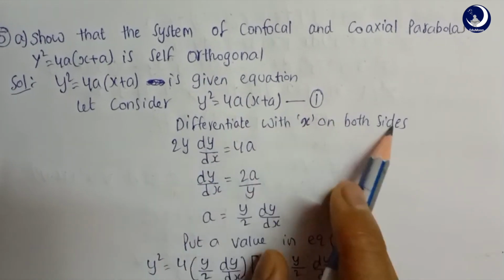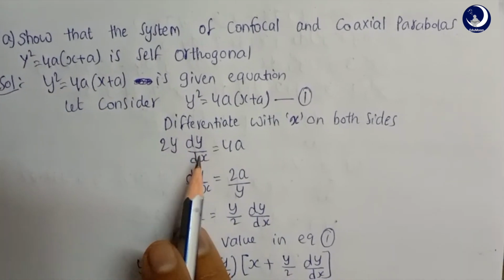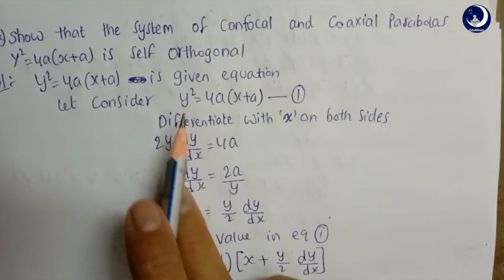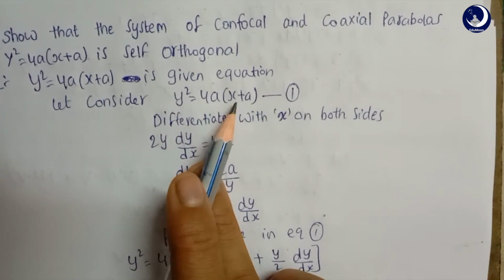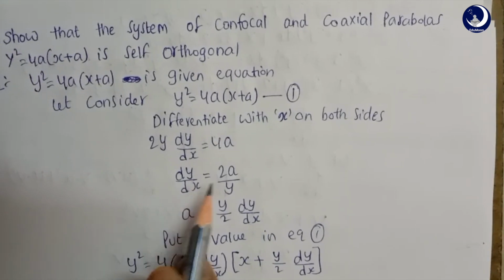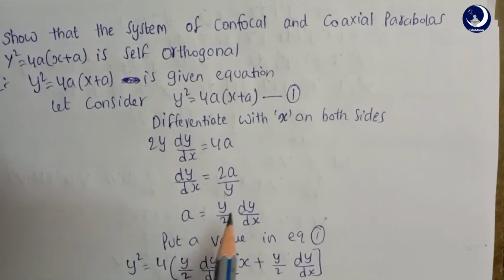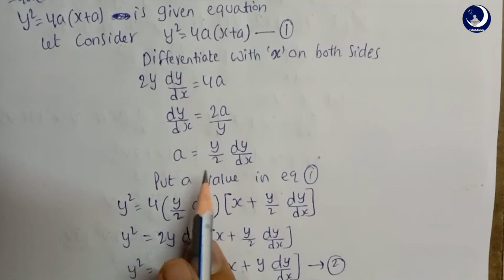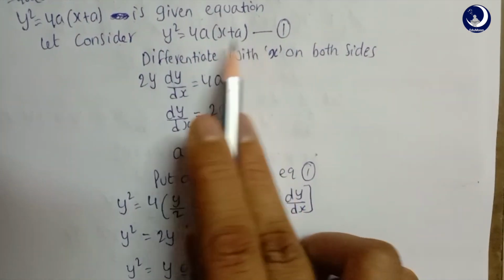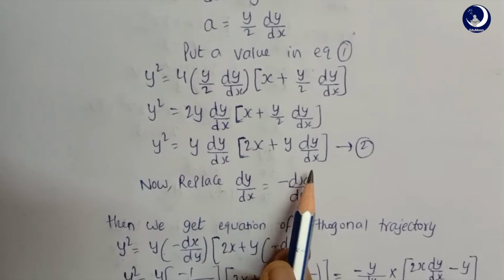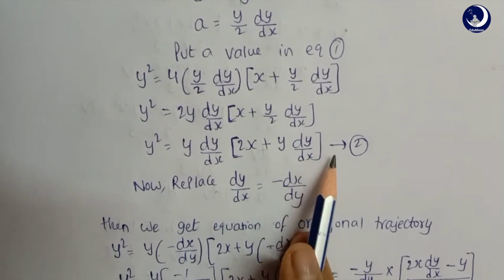Let us consider this as the first equation. Differentiate with respect to x on both sides. Then I got 2y into dy by dx equal to 4a, because differentiating x gives only 1. So a equal to y by 2 into dy by dx. You got the value of a. Now put this a value in the first equation. Then you get y square equal to y into dy by dx into 2x plus y dy by dx. This is the second equation required.